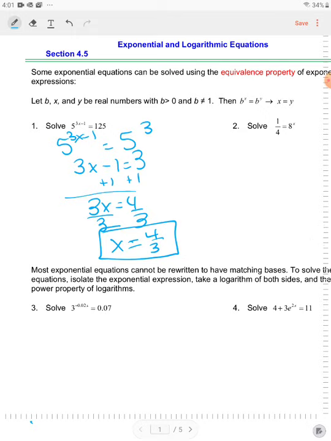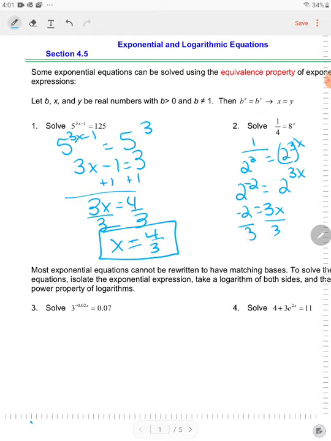Okay, number 2, solve 1/4 is equal to 8 to the x. We want to rewrite 4 and 8 as a power of 2. So 4 is 2 squared, 8 is 2 to the third power. Now you have to be careful because it has to have the same base. So 1/2 and 2 are not the same base, but I can write 1/4 as 2 to the negative 2, using exponent rules, is 2 to the 3x. Again, your bases are the same, exponents are equal, and you get negative 2/3 is equal to x.